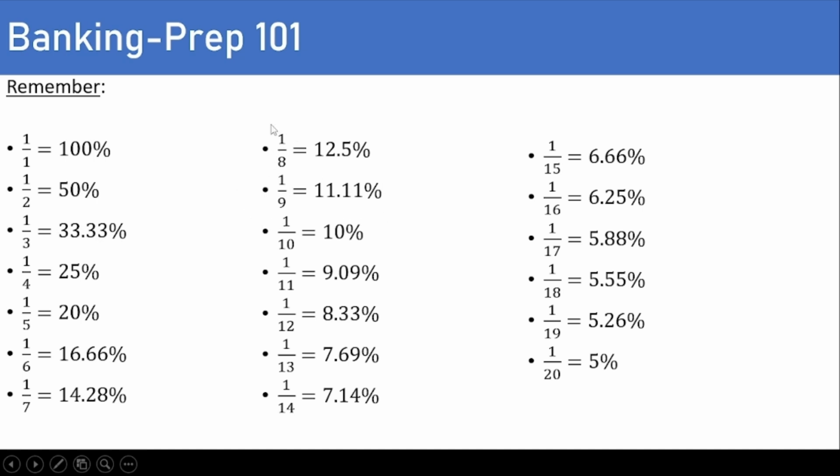Now let's look at the 1 by 8 fraction. 1 by 8 is 12.5%. Similarly, again, we double the denominator. 1 by 16 is 6.25%. So in this way, if we form patterns, we can learn all of these percent to fraction conversions.